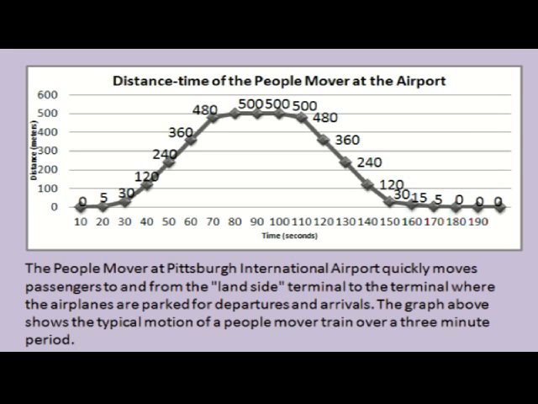This video reviews the exit activity for the distance time graph of the people mover at the Pittsburgh International Airport. The people mover quickly moves passengers to and from the landside terminal to the terminal where the airplanes are parked for departures and arrivals. The graph above shows the typical motion of a people mover train over a 3-minute period.